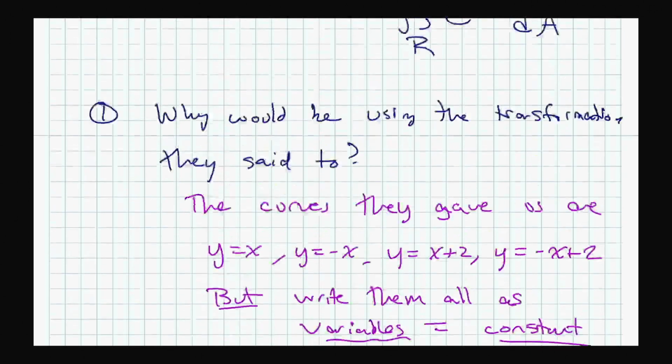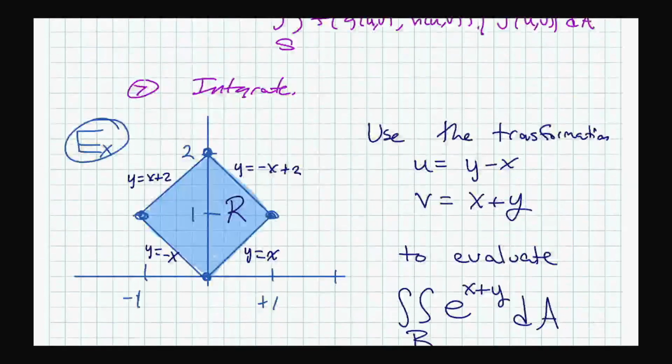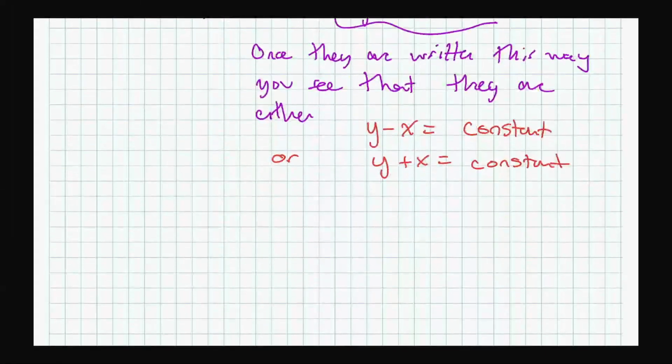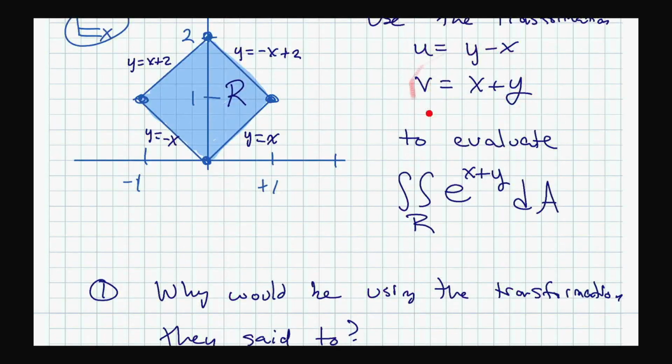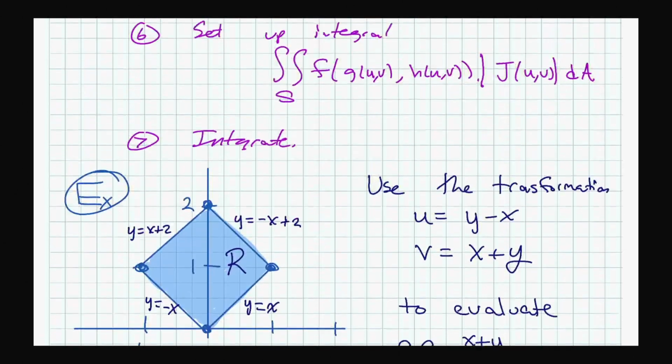And so which way did they do it? U was the first one. So they suggest y minus x should be u and y plus x should be v. Okay, so that's actually how you come up with the u and the v in the first place if they don't tell you like they told you here. So that's nothing you have to do, that's just where they came up with it.